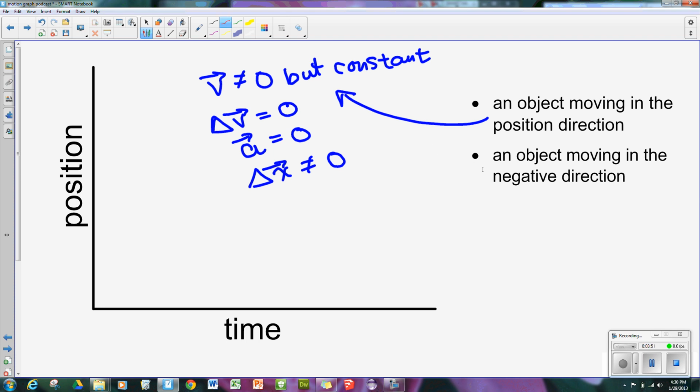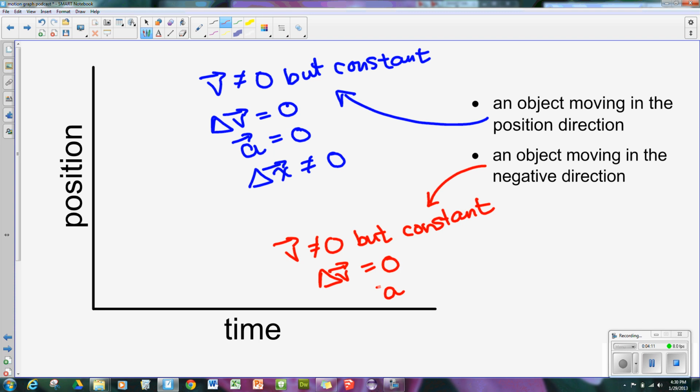If we consider the same thing for the constant negative direction, we can still say velocity is not equal to 0, but it is a constant. Change in velocity, because it's constant, will equal 0. Acceleration will equal 0. But the displacement will not equal 0 because it is moving at a non-zero speed, so a speed not equal to 0.